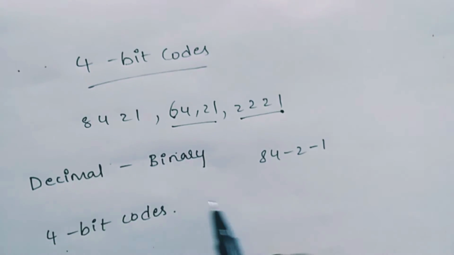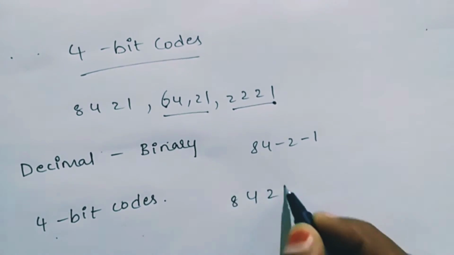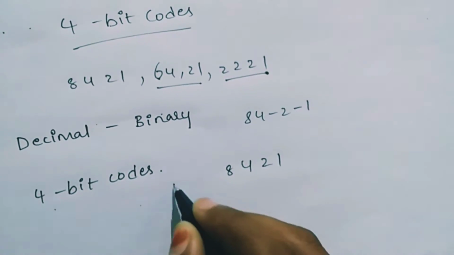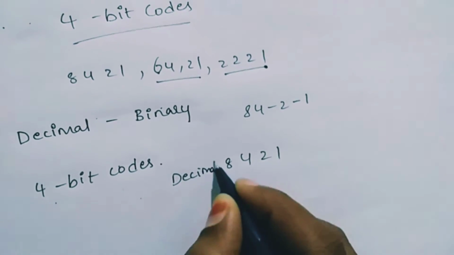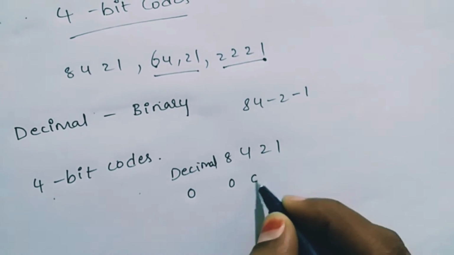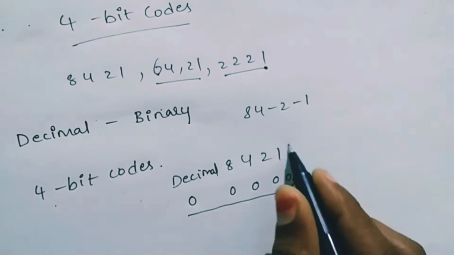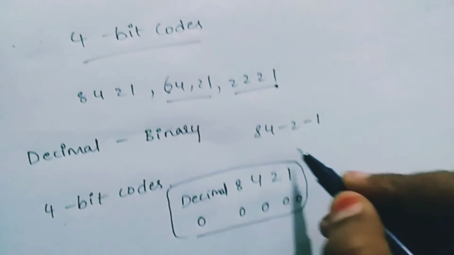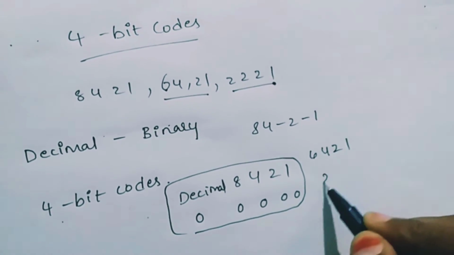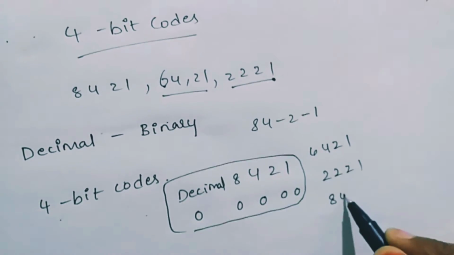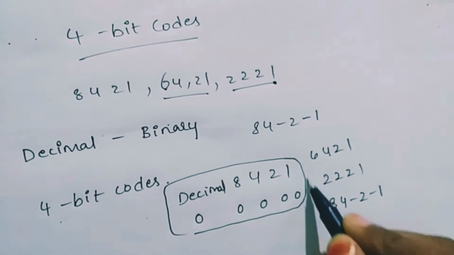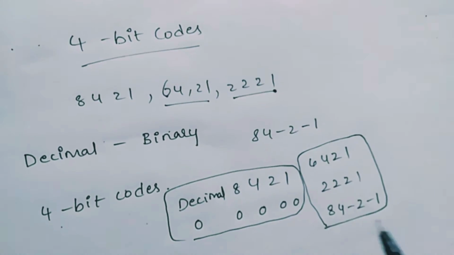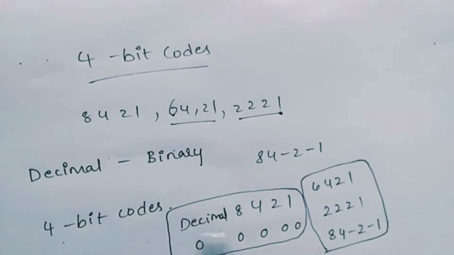In the same way, we are converting from decimal to 8421, and likewise 6421, 2221, and 84 minus 2 minus 1. These are what we are now discussing in this class. These are 4-bit codes.